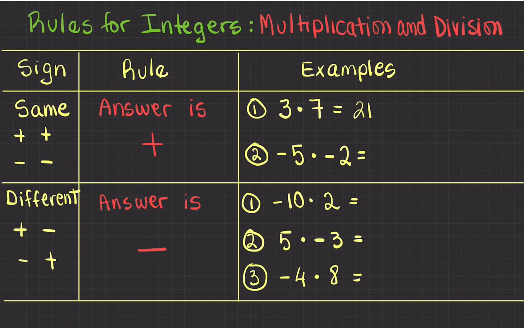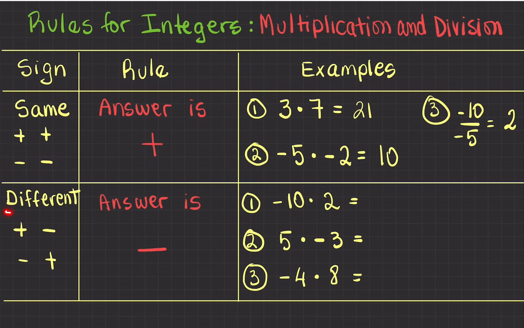So 5 times 2 is 10. And a negative times a negative is a positive. I don't need to write that positive. Let's see a division. Negative 10 divided by negative 5. Well, 10 divided by 5, that is 2. And a negative divided by a negative is a positive. Or same sign, positive.